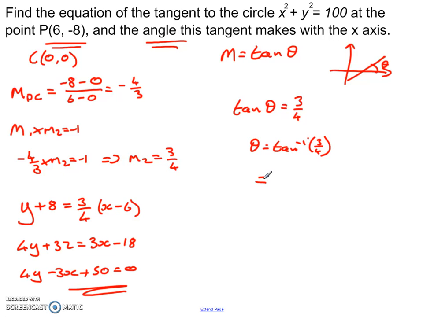Stick it in your calculator. What you end up getting is that theta equals 36.869, and it continues on. So it's then 36.9 degrees. So the angle it makes with the x-axis, this bit here, is 36.9 degrees. Calculated that bit there. This is a hark back to National 5 stuff. We did m equals tan theta back then. Remember that from there.